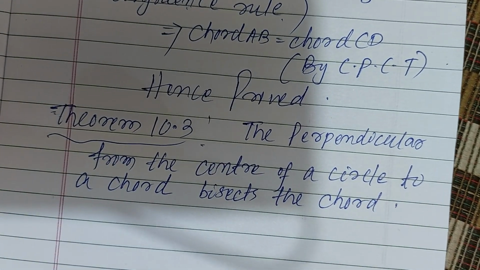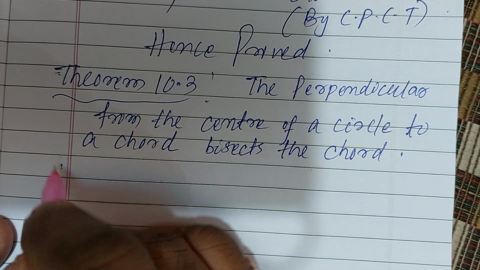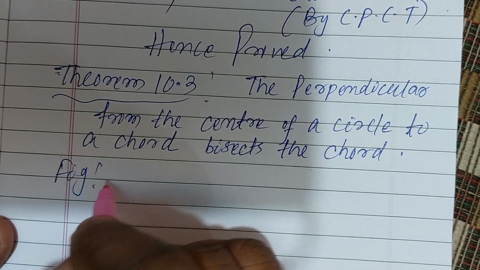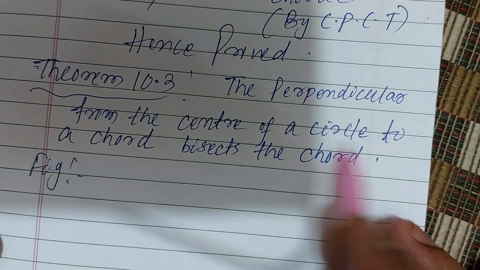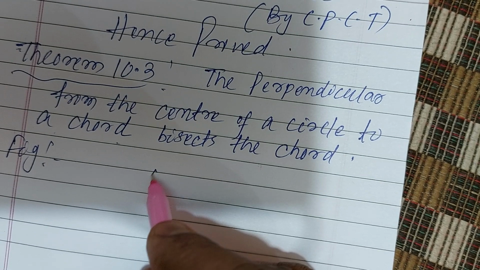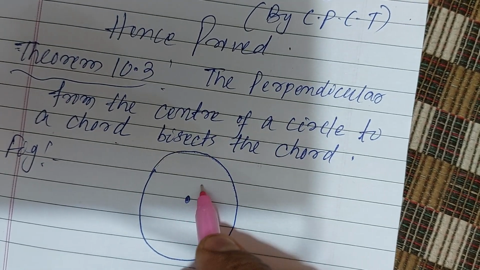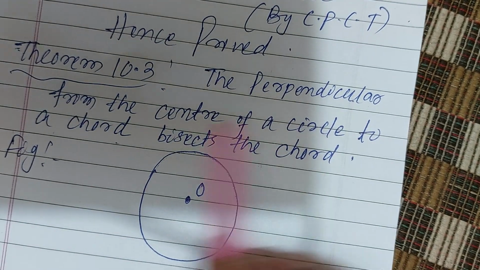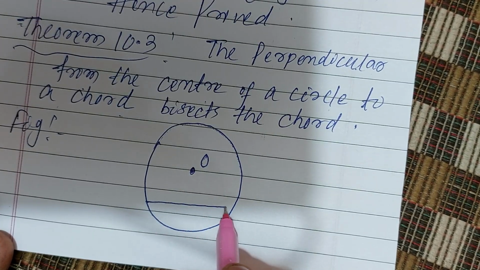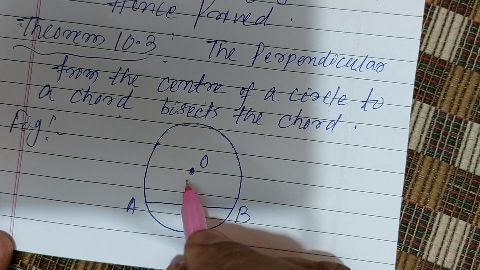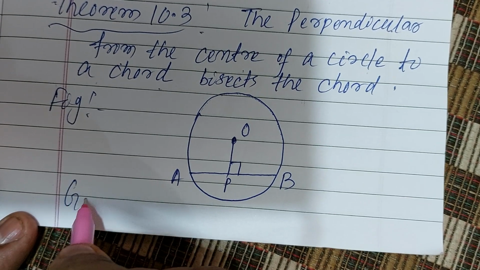Okay, so first draw the figure. The perpendicular from the center of a circle to a chord, that means here is the circle and O is the center of the circle, right? The perpendicular from the center of a circle to a chord, AB is the chord here, OP is the perpendicular. So what is given here?